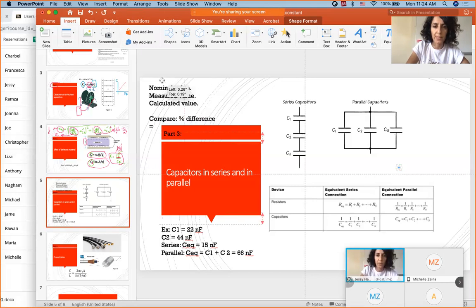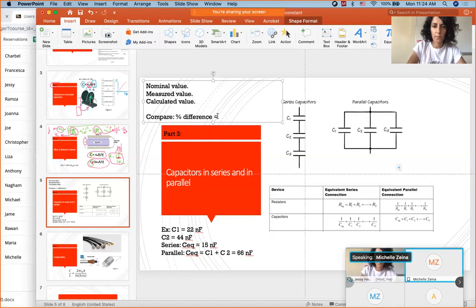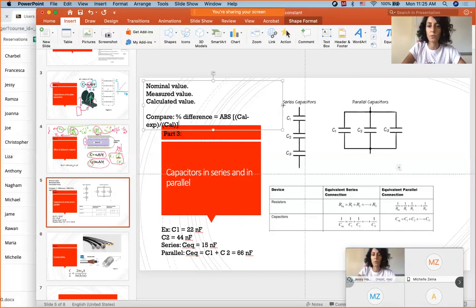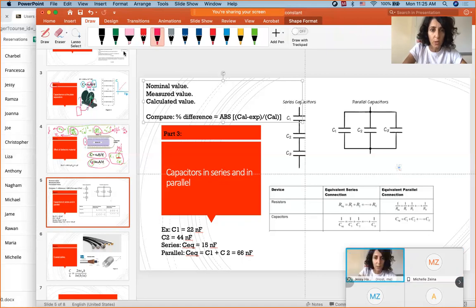How do you compare? Isn't it the absolute difference between theoretical and experimental over the theoretical, times 100? Okay, so it's the absolute value of the theory minus experimental. In your case here, it is calculated minus experimental, divided by calculated. We're going to take the experimental to be the measured value, so this one is the experimental and this is the theoretical. The nominal, we're not going to use it.